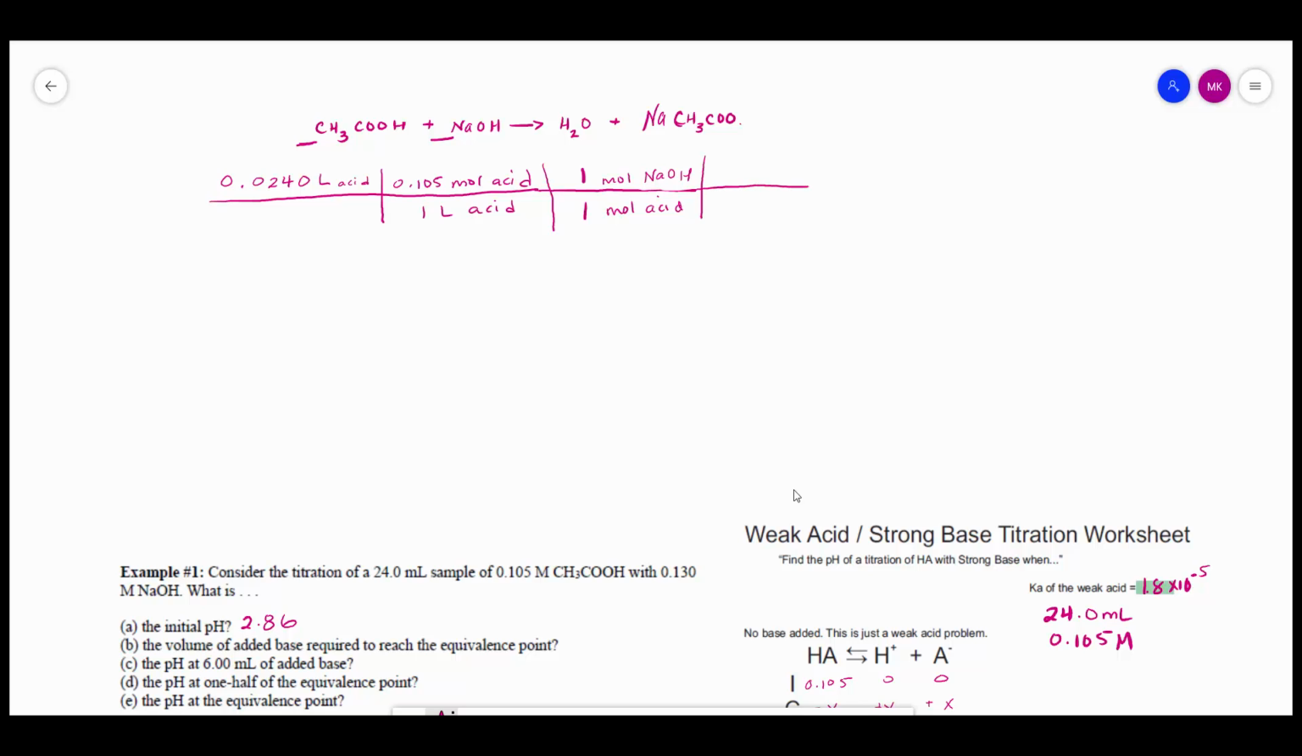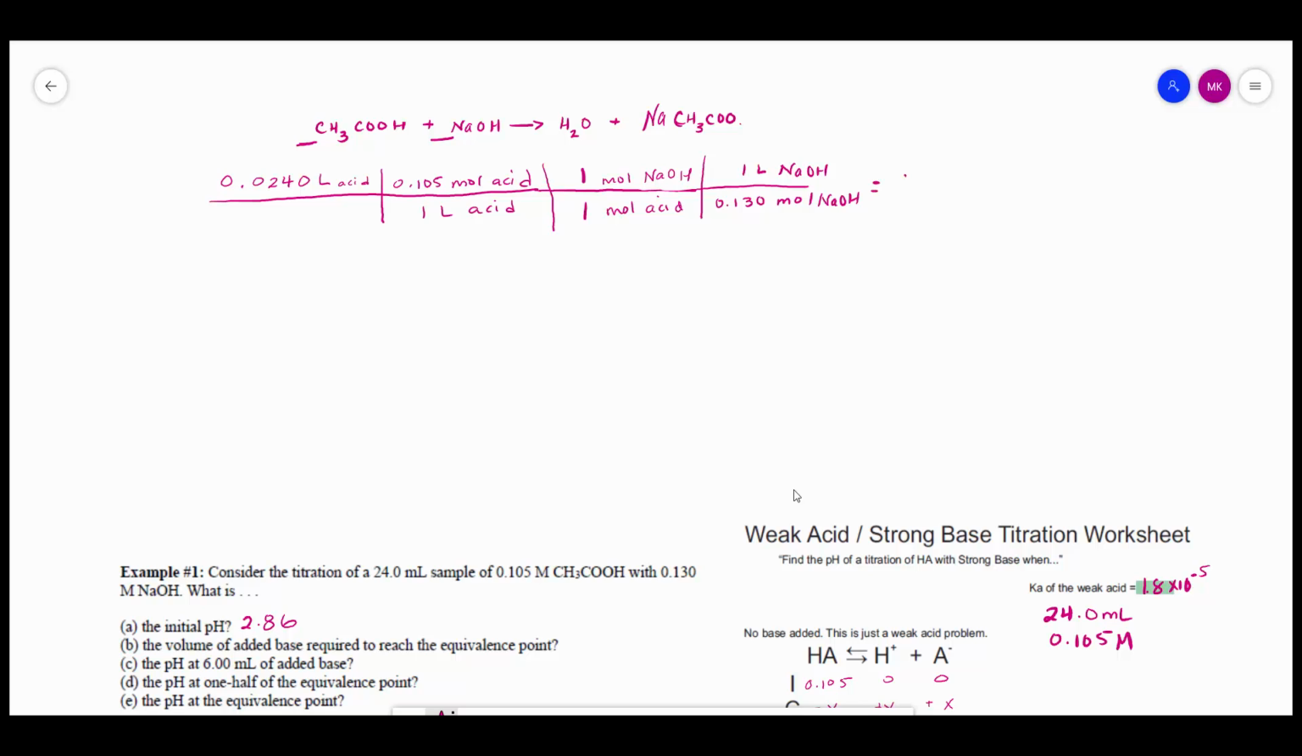Now, the question is, what's the volume? I have the molarity of my sodium hydroxide, so I can use that molarity as a conversion factor: 0.130 moles of NaOH per 1 liter of NaOH. I just run through this arithmetic. So I multiply everything across the top, 0.24 times 0.105 times 1 times 1, divided by the product of the bottom, which is 0.130.